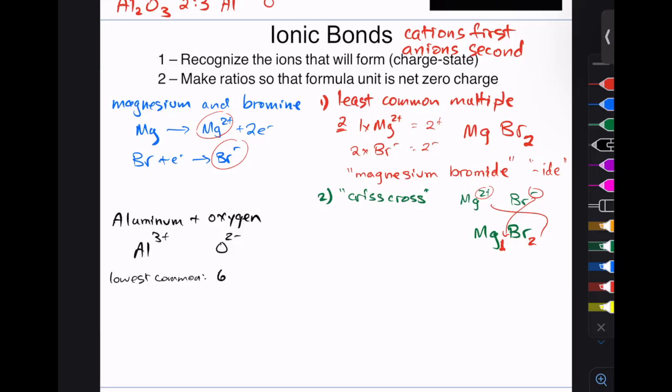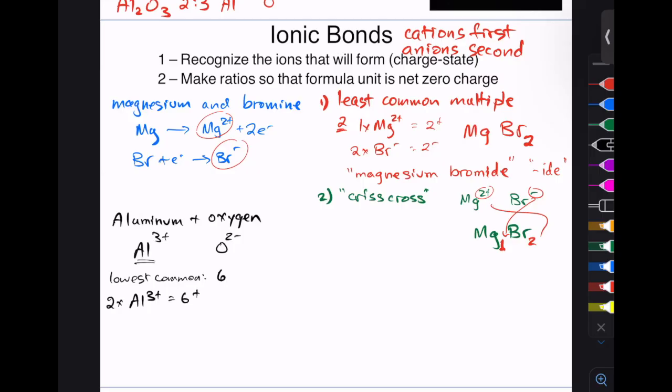Right? 3, 6, 9, 12, 2, 4, 6, 8. So 6 is the lowest multiple that's in common to both of them. So we need to work for 6 positive charges and 6 negative charges. The positive charges all come from the aluminum cation, and they come in packets of 3. You can't split them up. So how many aluminum 3+ does it take to give us 6+? It takes 2 of them.